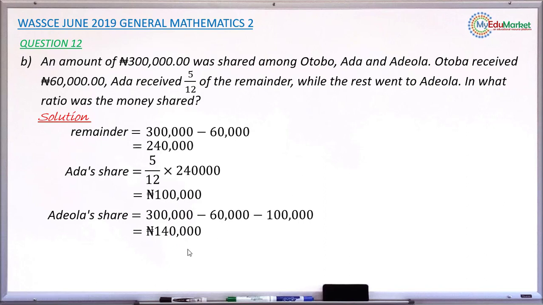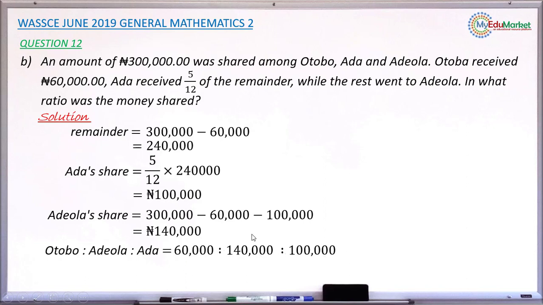Now we have the amount received by each of these three people. We now have enough to write the ratio of their sharing. So starting with the first person, that is Otobo, to Adiola to Ada. Otobo, remember, is 60,000 given in the question. Adiola is what we have just calculated, 140,000, while Ada is what we have earlier, 100,000. So writing the amounts in form of ratio, you have 60,000 is to 140,000 is to 100,000.